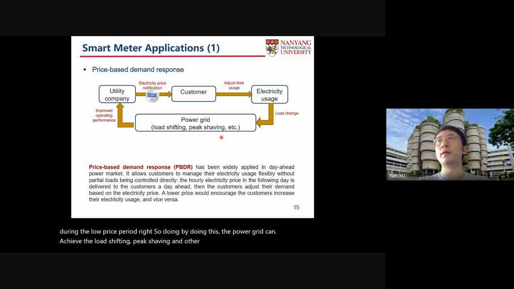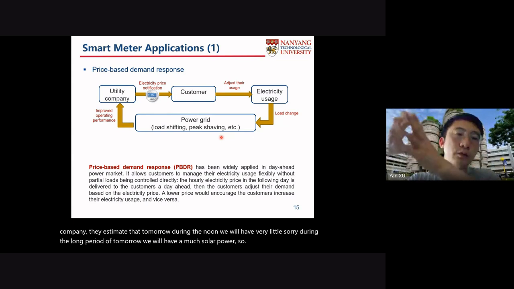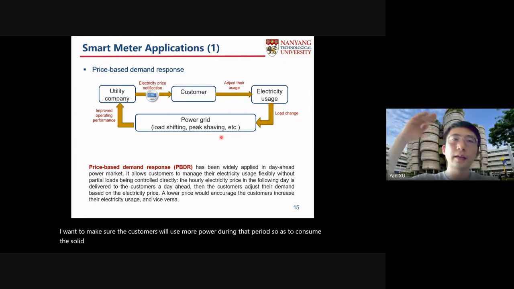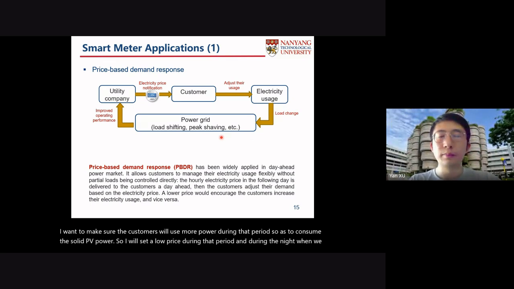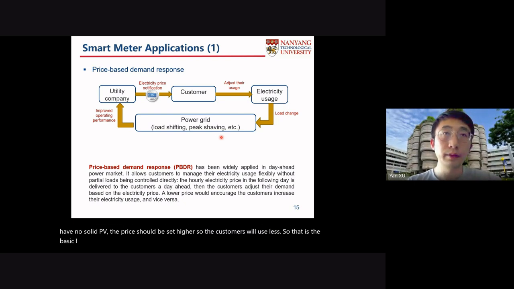For example, if the power grid company estimates that during the noon period of tomorrow we will have much solar power, I want to make sure the customers will use more power during that period so as to consume the solar PV power. So I will set a low price during that period. And during the night, when we have no solar PV, the price should be set higher so the customers will use less. So that is the basic principle.